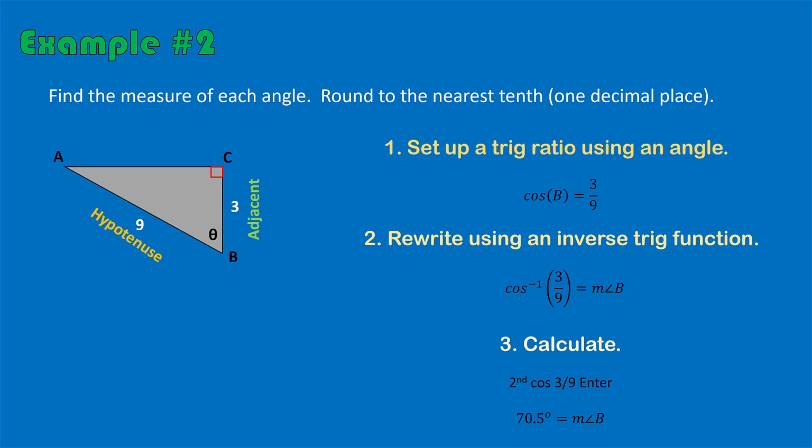We still need to find the other two angle measures. So if angle B is 70.5 and angle C is our right angle, 90 degrees, we can use the triangle sum theorem to solve for the measure of angle A. 180 minus 90 minus 70.5, and the measure of angle A would be 19.5 degrees.